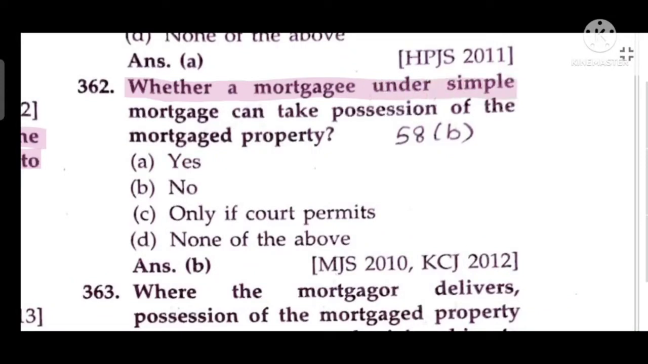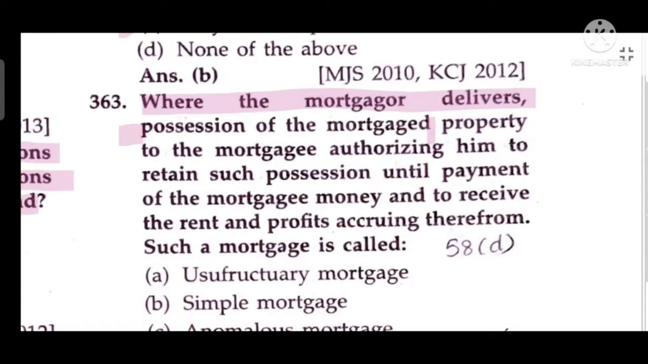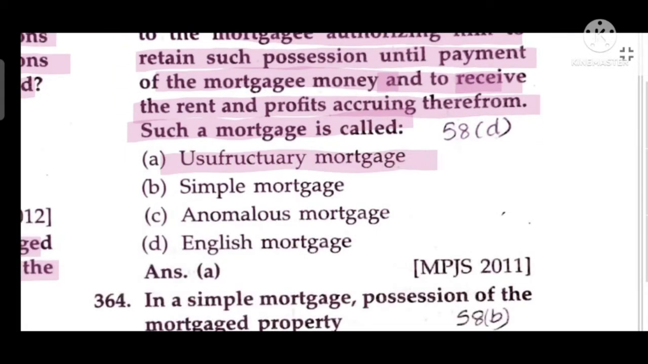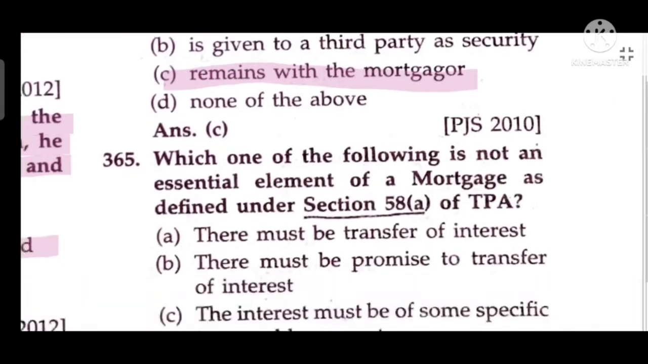Whether a mortgagee under simple mortgage can take possession of mortgaged property? No. Where the mortgagor delivers the possession of mortgaged property to the mortgagee, authorizes him to retain such possession until the payment of the mortgage money and receive the rent or profits accruing therefrom, such a mortgage is called usufructuary mortgage. In a simple mortgage, possession of mortgaged property remains with the mortgagor.